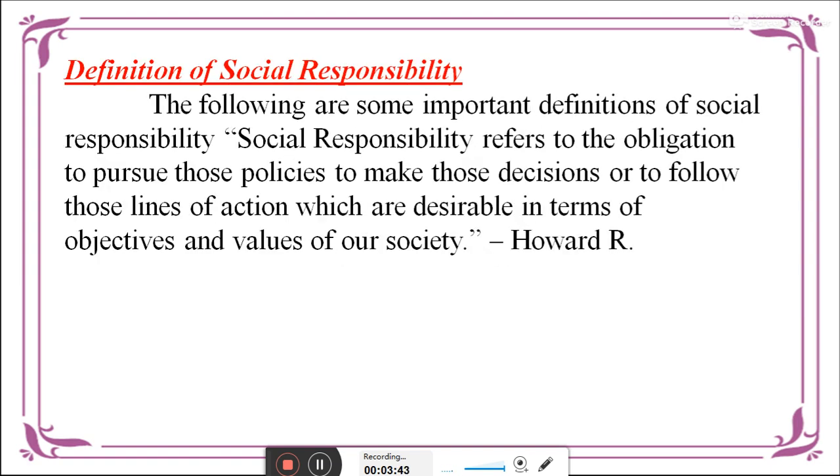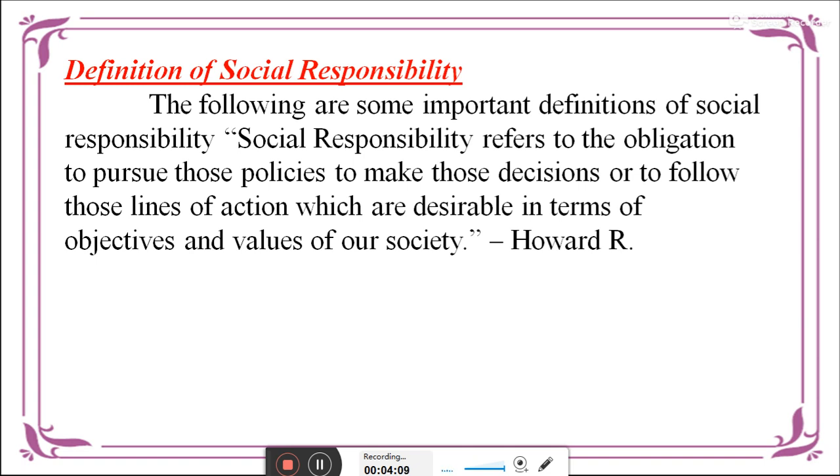Definition of social responsibilities. What are the definitions? The following are some of the important definitions of social responsibility. Social responsibility refers to the obligation to pursue policies, to make decisions or follow those lines of action which are desirable in terms of the objectives and values of society. This is the definition of social responsibility set by Howard.